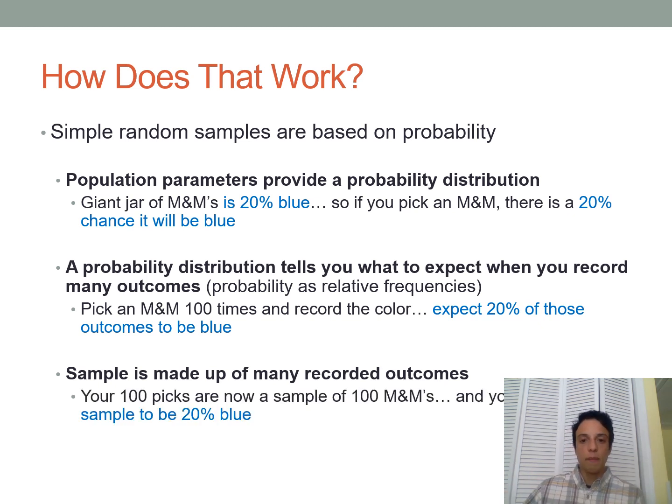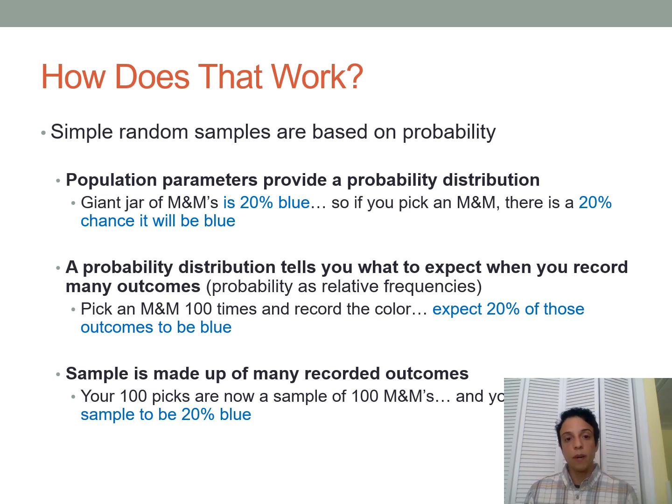And if you pick 100 M&Ms out of your giant jar full of M&Ms, you can say that what you've done is you've taken a sample of 100 M&Ms. So you've used some random process to select 100 members of your population and recorded those outcomes. Based on that second bullet point, which is that your probability distribution tells you what to expect when you record many outcomes, we can also say that those 100 M&Ms we picked, since we had expected 20% of them to be blue, if we think of those 100 M&Ms as our sample, we would expect 20% of our sample to be blue.